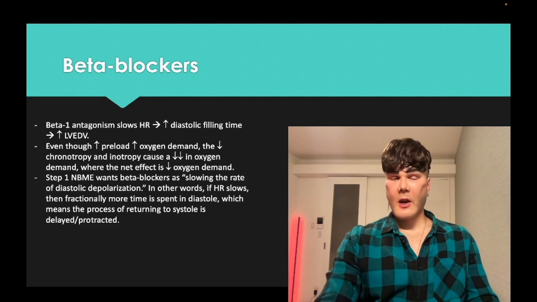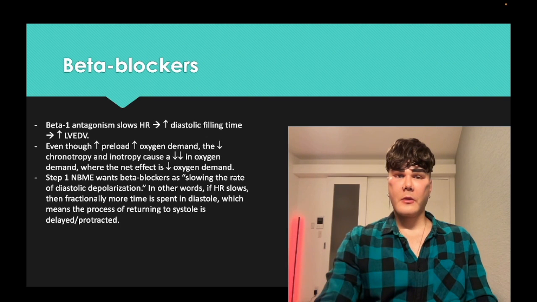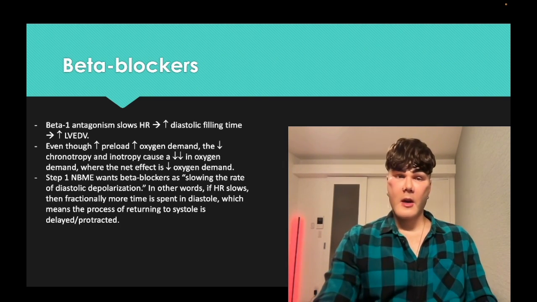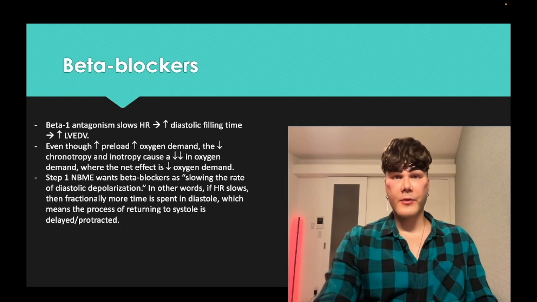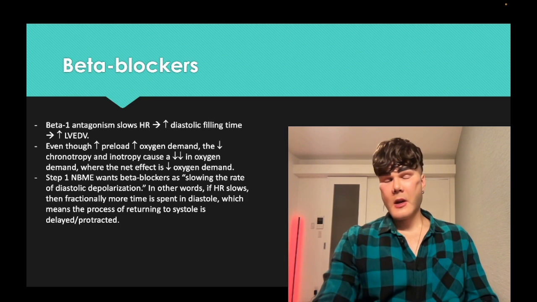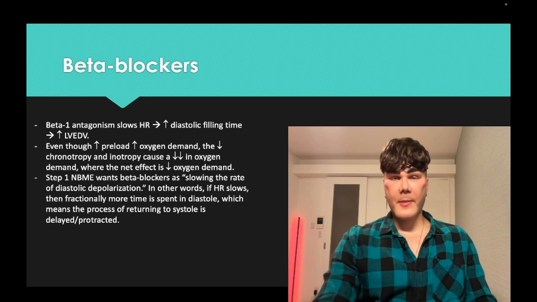So as I already talked about, the slower your heart rate, the greater fraction of the cardiac cycle spent in diastole. And USMLE has this as one of the answers: it's slowing the rate of diastolic depolarization, which some students find confusing. It's not so abstract if you just know that if you're slowing the amount of time you come out of diastole, then you're going to spend a greater fraction of time in diastole.